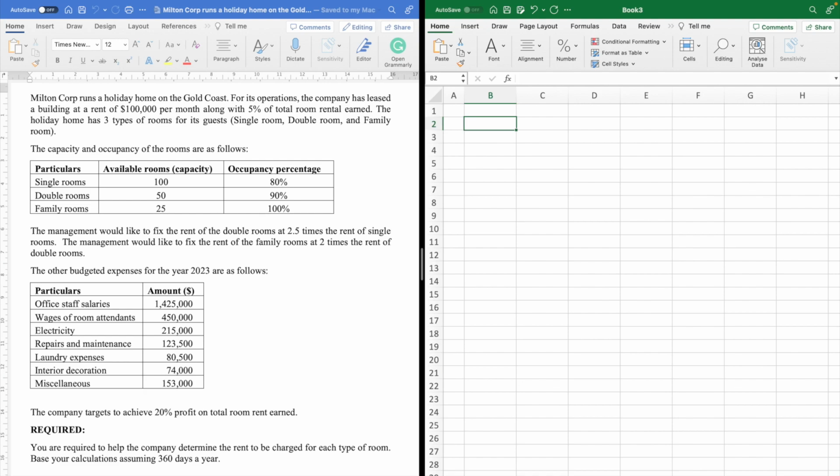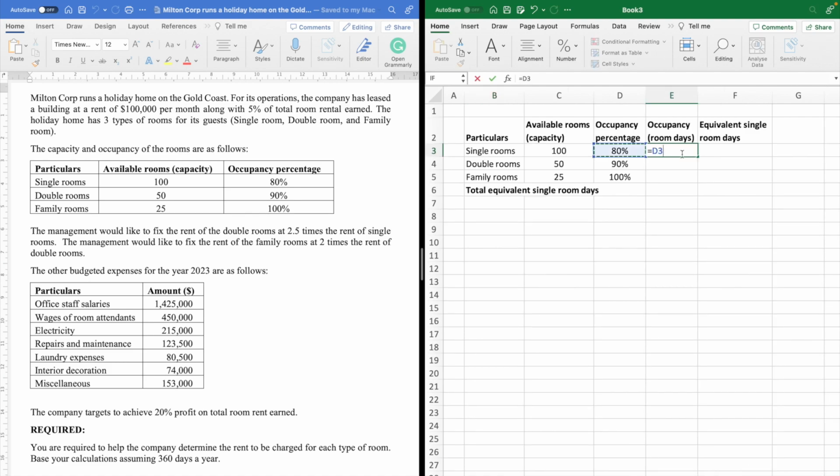We've got office staff salaries, wages of room attendants, electricity, repairs and maintenance, laundry expenses, interior decoration, and miscellaneous. The company targets to achieve 20% profit on total room rent earned. You are required to help the company determine the rent to be charged for each type of room. Base your calculations assuming 360 days a year.